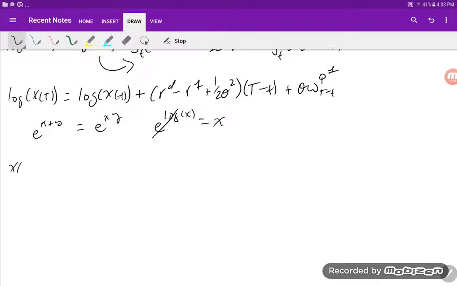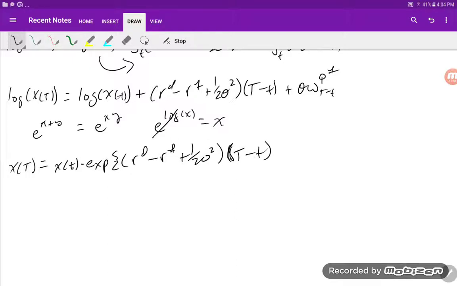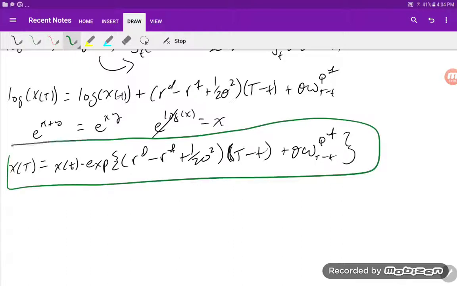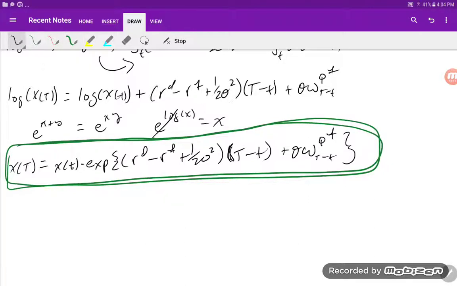So in the end, we'll be left with x at time T equal to our initial condition at little t times the exponential of rd minus rf, and this time plus 1/2 sigma squared. That's the only thing that differs from the previous solution, and then plus sigma W^QF at T minus t. So that is the QF SDE solution.